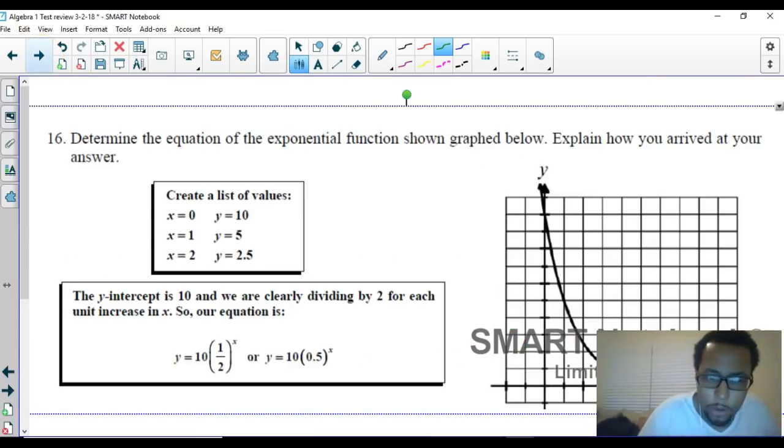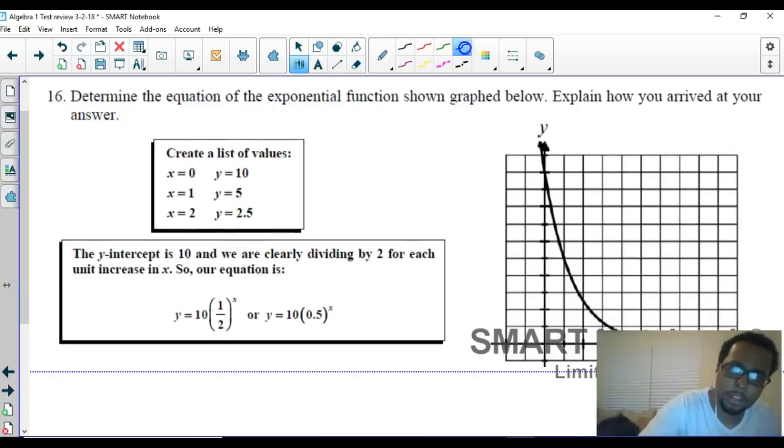Okay. Determine the equation of the exponential function shown in the graph below. Explain how you arrive at your answer. Okay. So it says I have a graph. So again, the first way I will tackle that question is I'm going to look for the word touches y, because that will tell me my starting amount or my y-intercept. So I'm going to look and I realize it touches y right there.